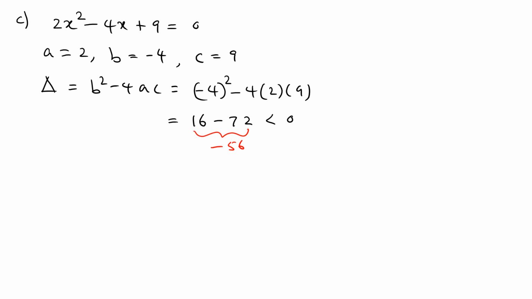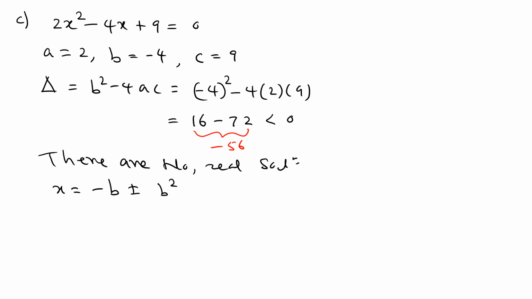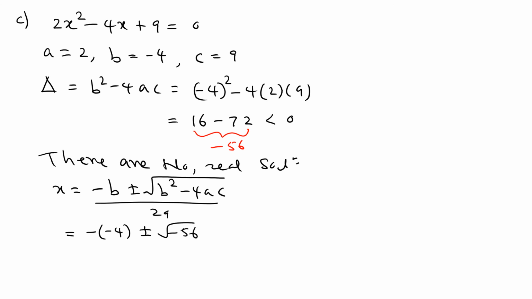It's negative, so that means there are no real solutions. The solutions are simply given by the formula, so we plug in: negative b plus or minus the square root of b squared minus 4ac, over 2a. So we get negative 4 plus or minus the square root of negative 56, over 2 times a, which means 2.